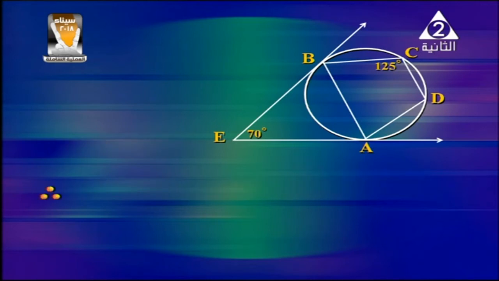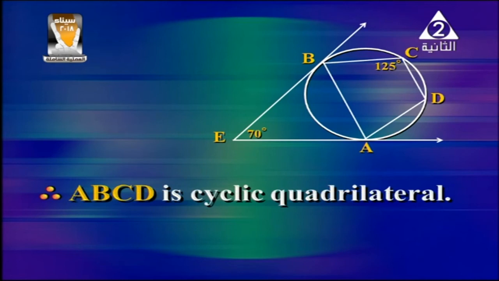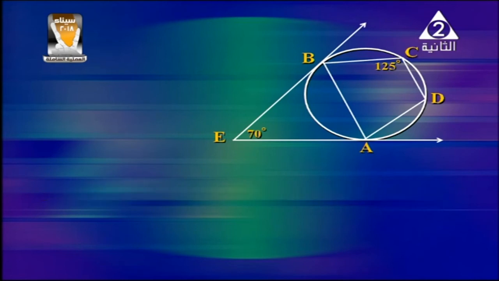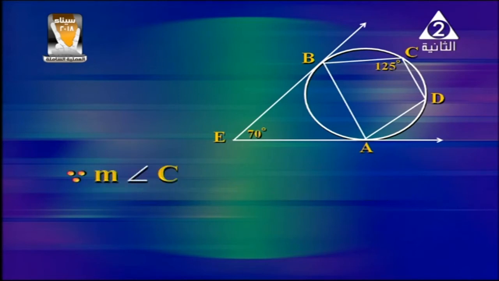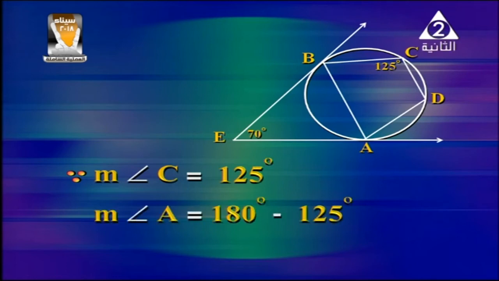And since ABCD is a cyclic quadrilateral, therefore measure angle A plus measure angle C equals 180 degrees. As you know that measure angle C equals 125 degrees, so now we can find measure angle A. It is 180 degrees minus 125 degrees to obtain a result as 55 degrees.